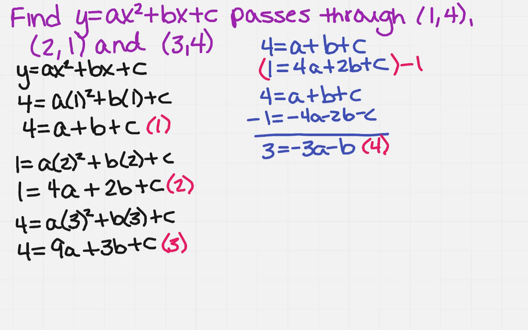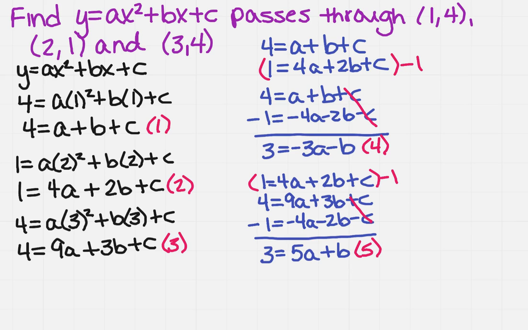Now I'm going to use 2 and 3 to, again, get rid of c. So why don't you try that and come back and check your answer. So when you added together 2 and 3 to eliminate your c, hopefully you got 3 equals 5a plus b. So now we're going to use elimination on equation 4 and equation 5.